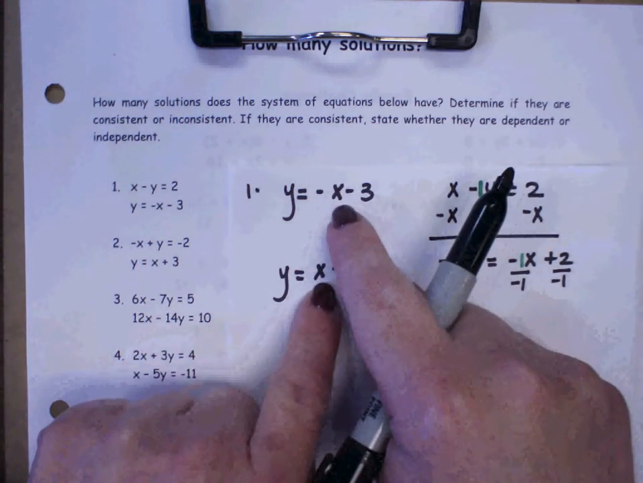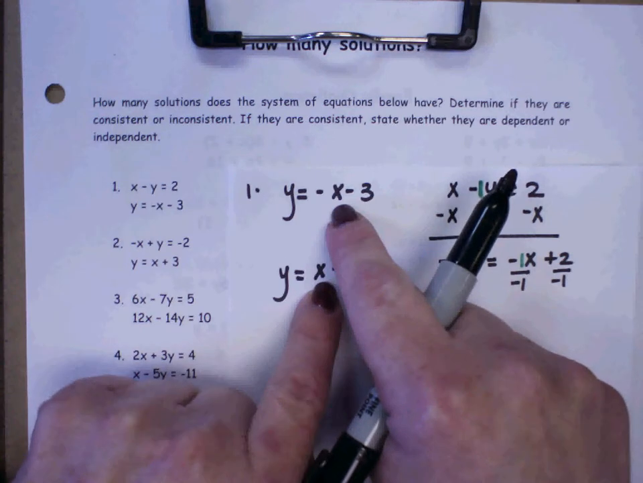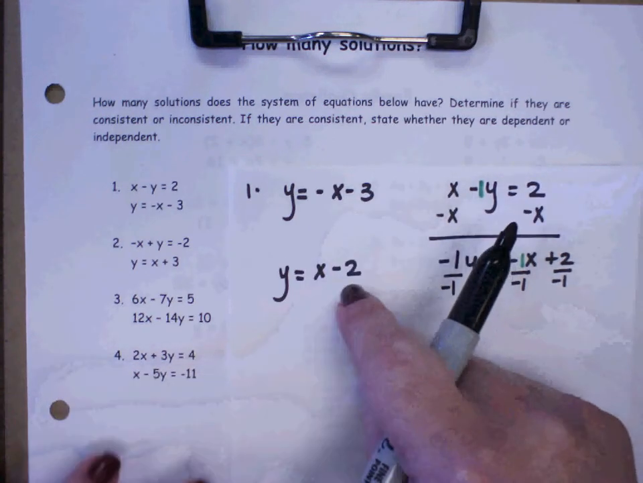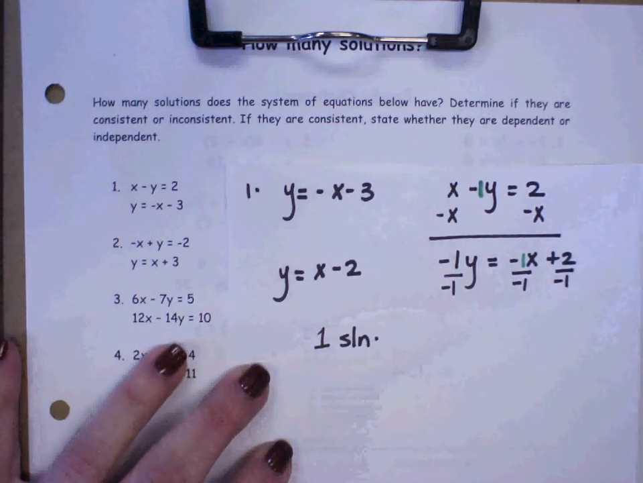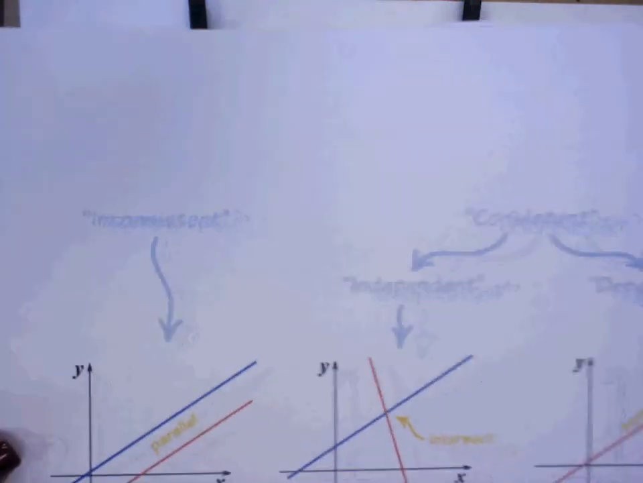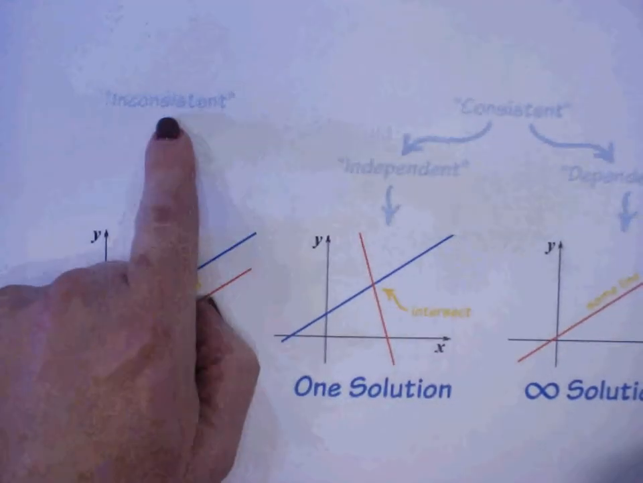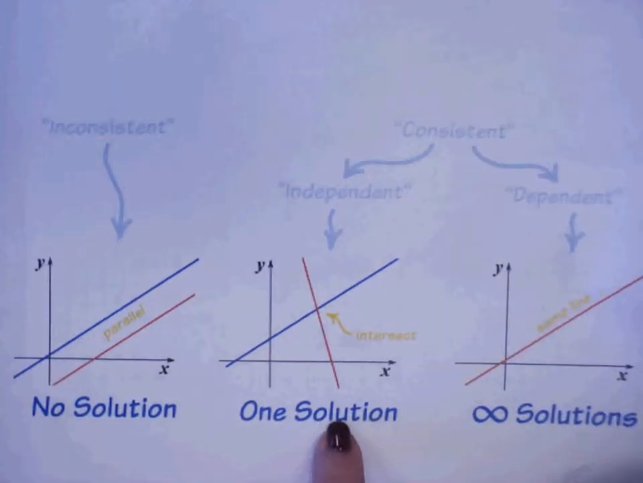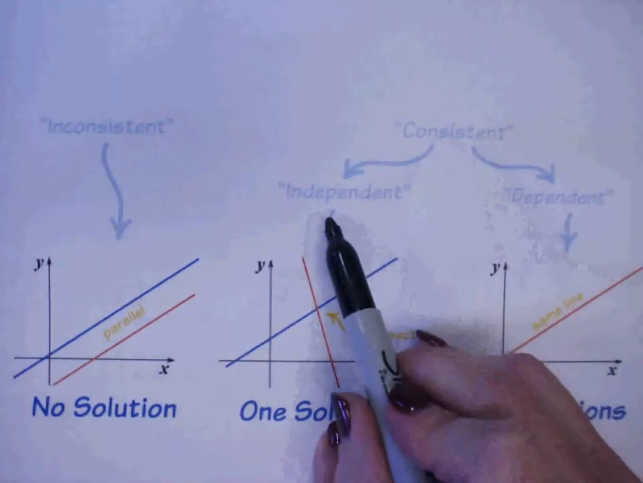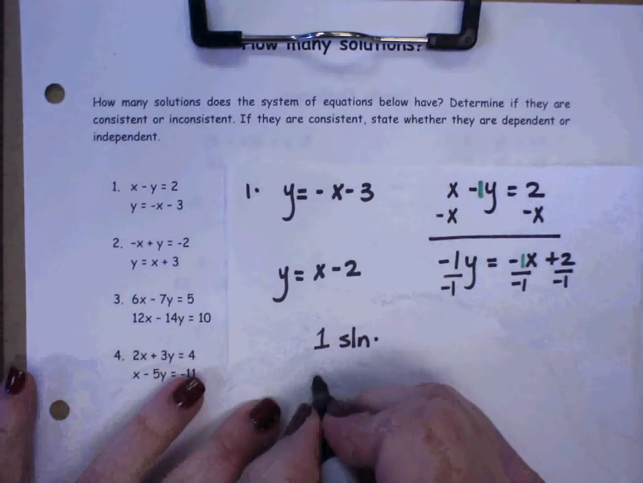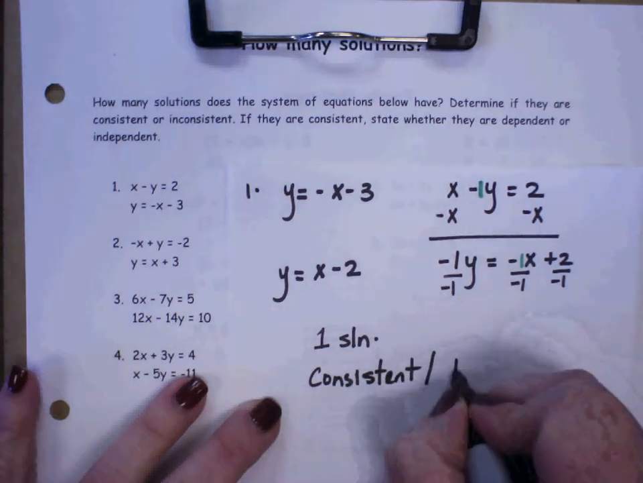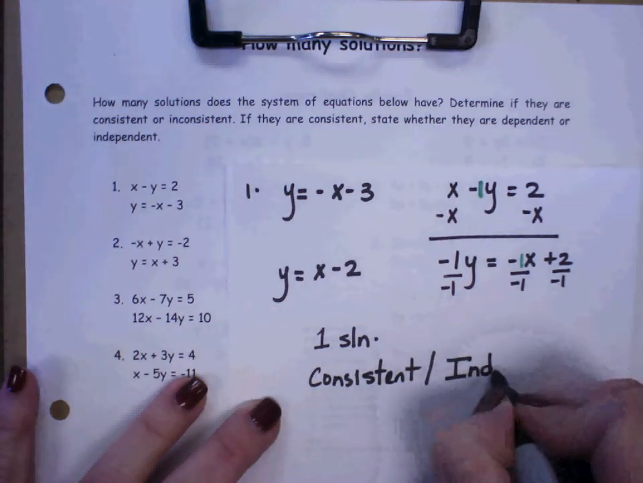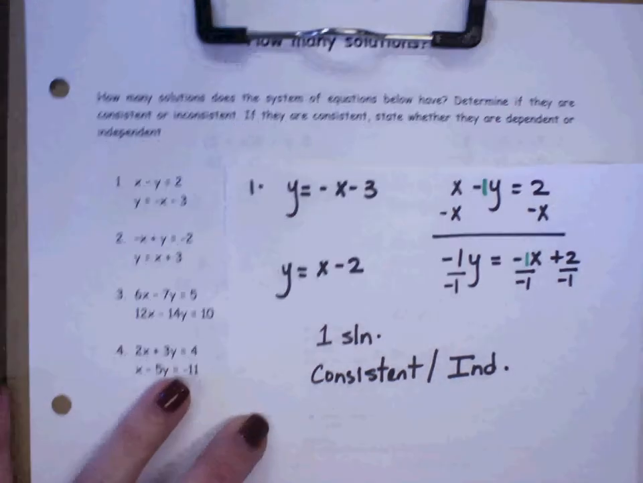Now, these two lines obviously do not have the same slope. They're actually perpendicular, which means they're going to have one solution. And if they have one solution, then they're considered consistent and independent. So these are consistent and independent. And I'm going to write IND for independent. All right, so that was number one.